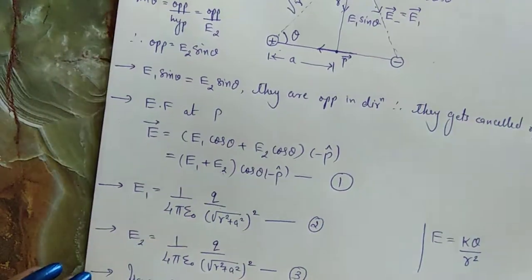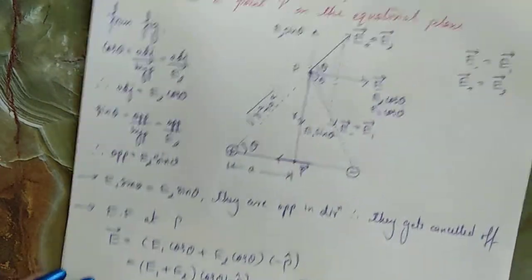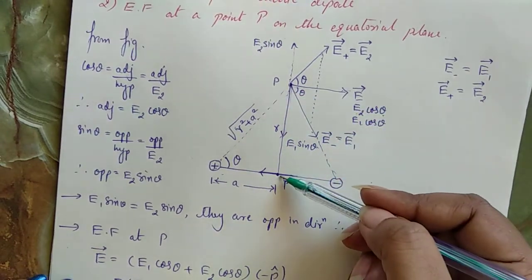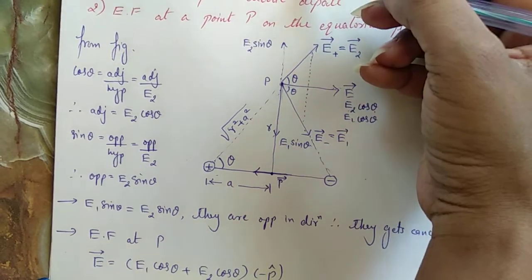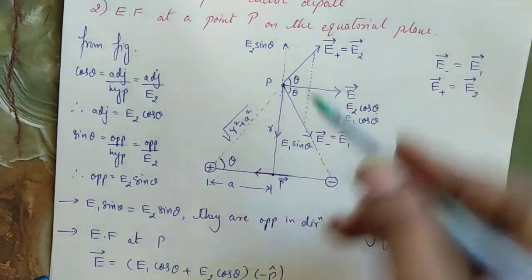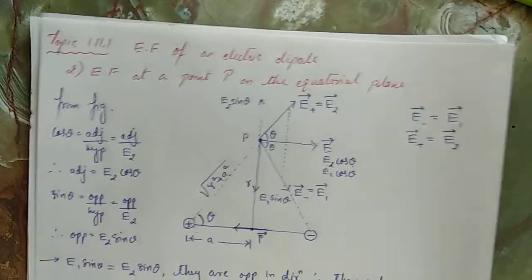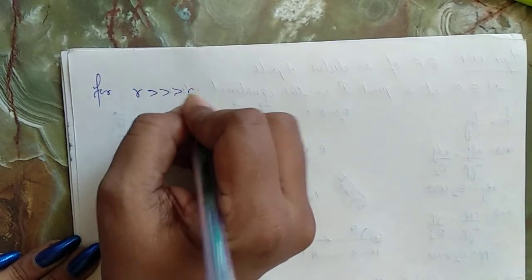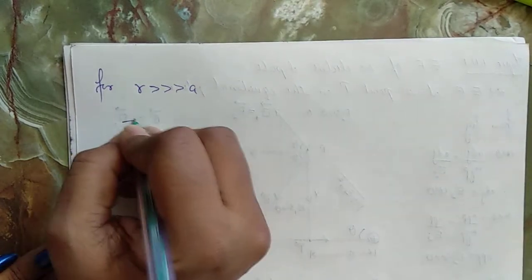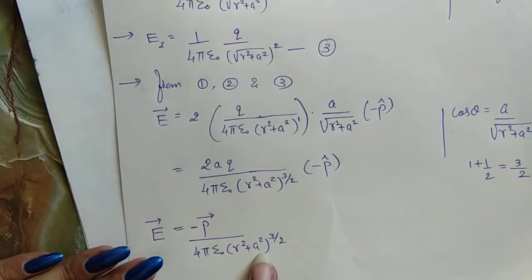Now suppose we consider a case where the point P is far away from the center of the dipole. So if this P moves away, then we can say that r is very big than a. So we'll consider that case now. For r very big than a, what will happen? We'll neglect a from this equation.